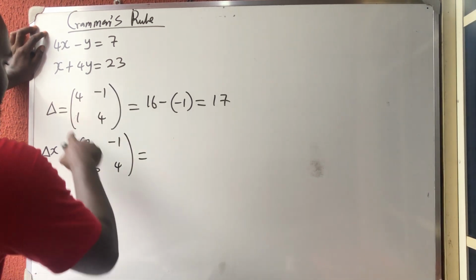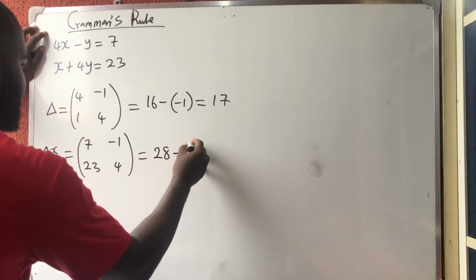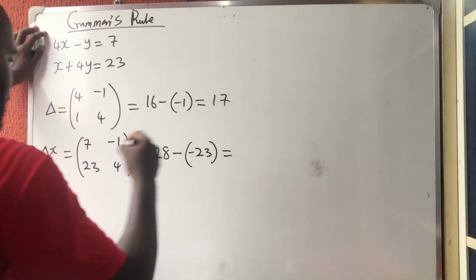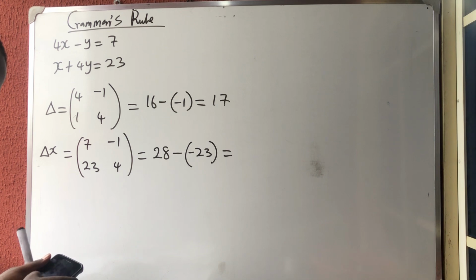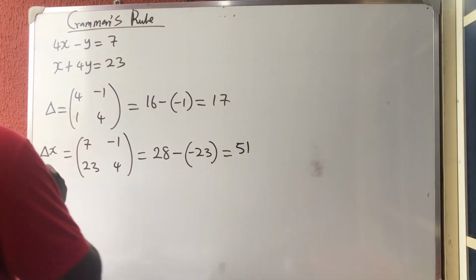So get the determinant again, left, right? This time this is what? 28 minus, this time this is what? Minus 23. So both of them will give me 28 plus 23. 28 plus 23 is 51. So I'm having 51.